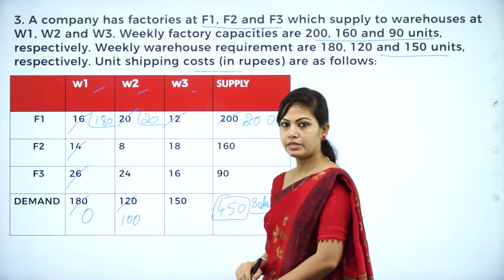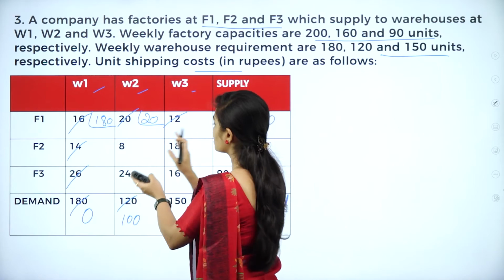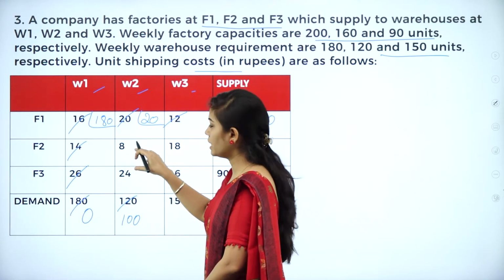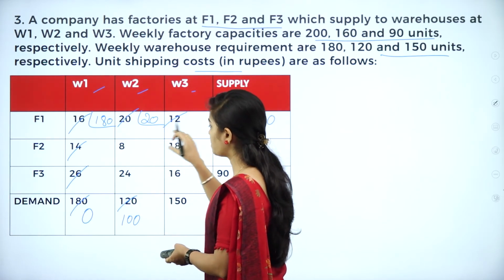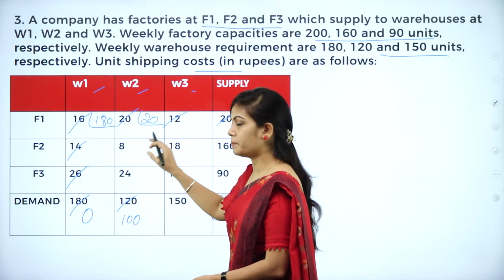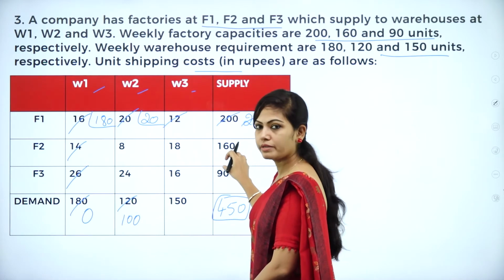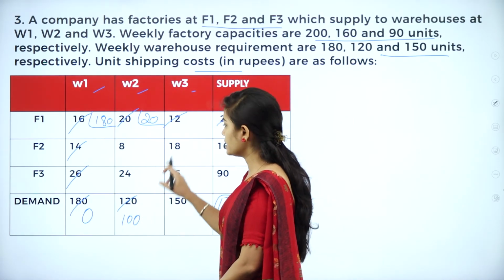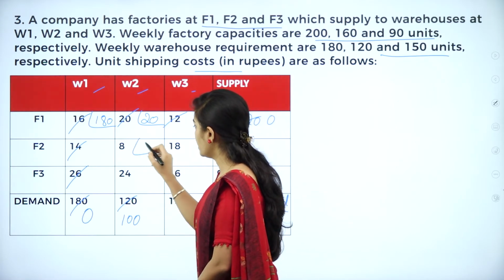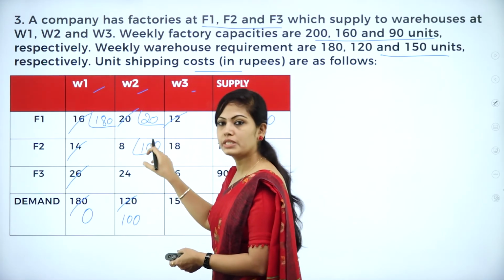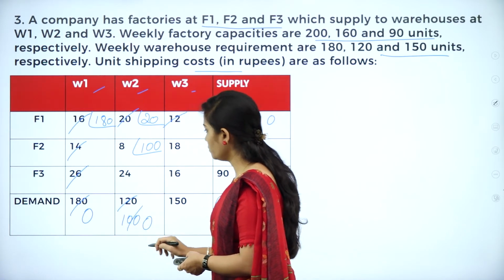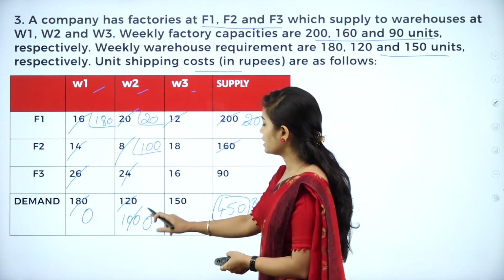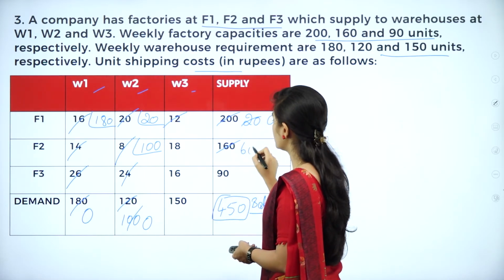I got 100. And the next corner value is 8. 8 is my north corner cell. Next check the supply value and demand value for 8. The supply value is 160. The demand value is 100. So 100 is lesser than 160. I will allocate 100 to this cell, and it will become 0. I can cancel this entire column. And now 160 minus 100 is 60.